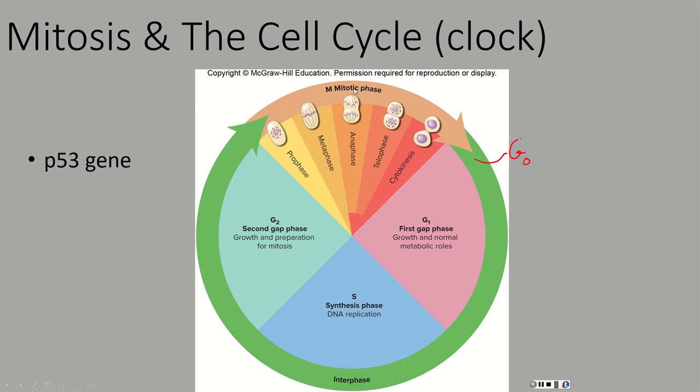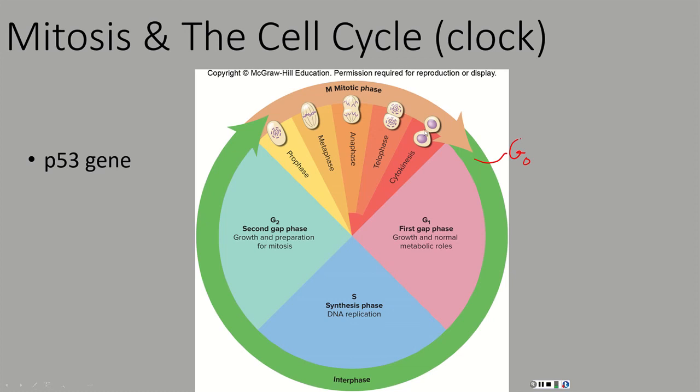But mitosis is the division of the DNA, and it has different steps: prophase, metaphase, anaphase, and telophase. The cytokinesis portion is just division of all of the other non-DNA components of the cell.